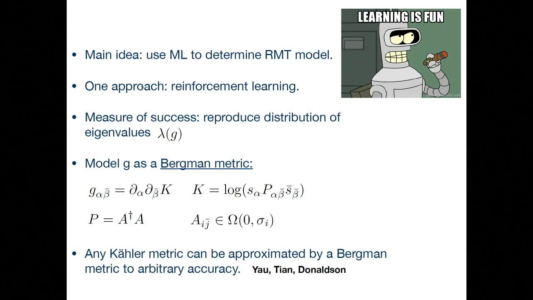Okay, so the main idea is to use machine learning to determine this random matrix theory model. Liam and I tried in 2014 by hand, and it was very, very difficult, so perhaps machine learning can give us a new insight in doing this. So one approach is reinforcement learning. Our measure of success: we wanted to reproduce some physical quantities, so the game we're going to play is to try to reproduce the eigenvalue spectrum of these Kähler metrics.